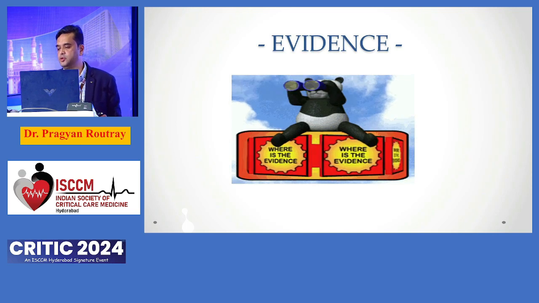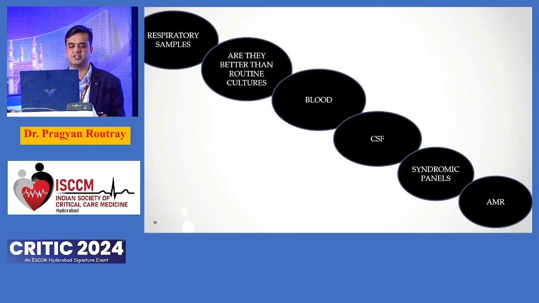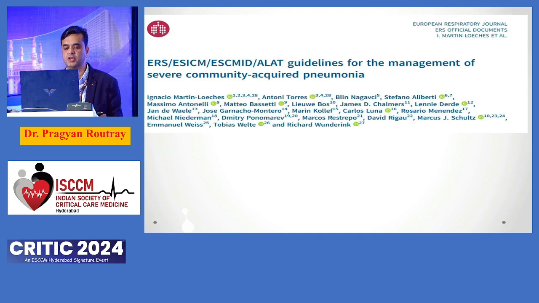So what is the evidence? Let's go to the literature review. I will be showing some evidence in respiratory samples where PCR is better than routine cultures, some about blood, CSF, syndromic panels, and antimicrobial use. One of the major guidelines which supports this PCR system is a joint statement by ERS, ESICM, ESCMID, and ALAT guidelines for management of severe community-acquired pneumonia.